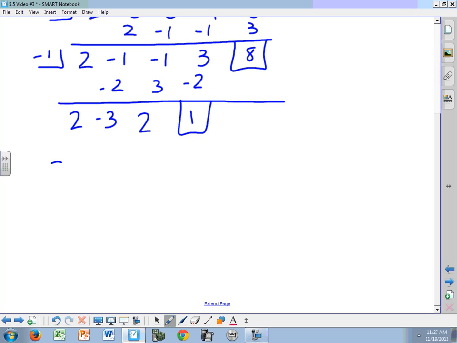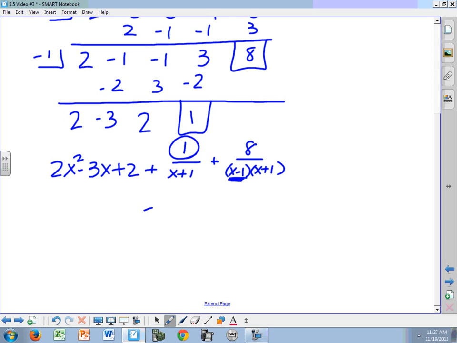And keep in mind that we want to put both of those together. That's 2x squared minus 3x plus 2 plus 1 over x plus 1 plus 8 over x minus 1, x plus 1. Keep in mind that we're missing this term in this part, so that's going to be an x minus 1 plus 8. That's going to make x plus 7 over x plus 1, x minus 1, 2x squared, put that back in there, minus 3x plus 2. All right, so there we go.